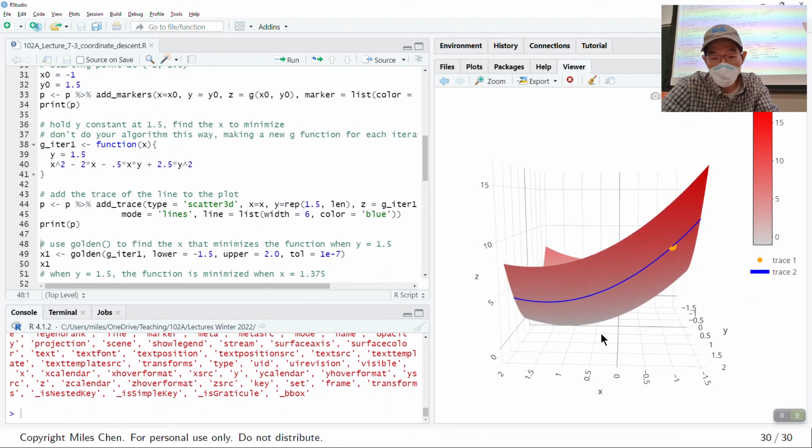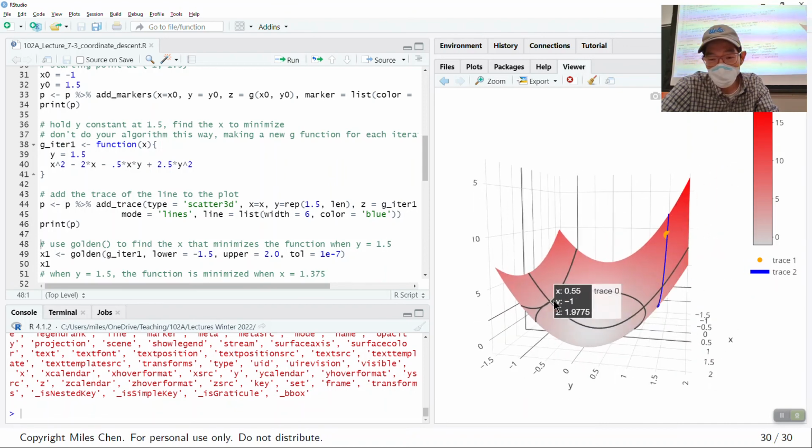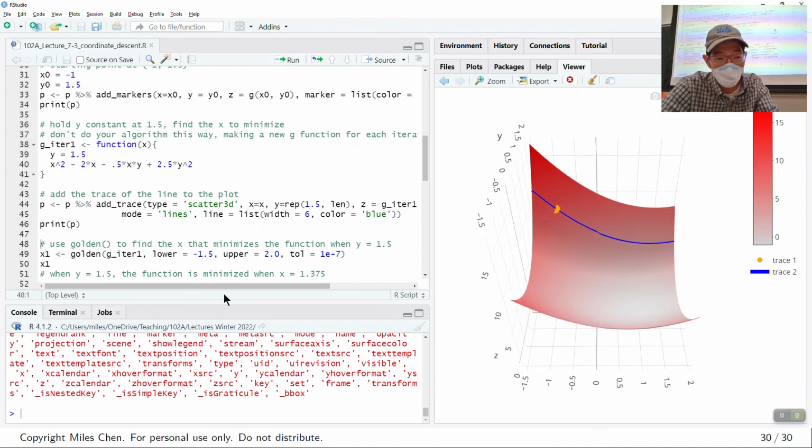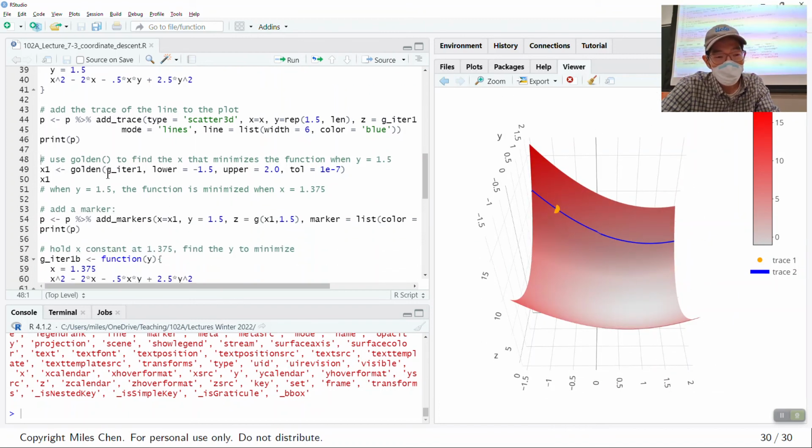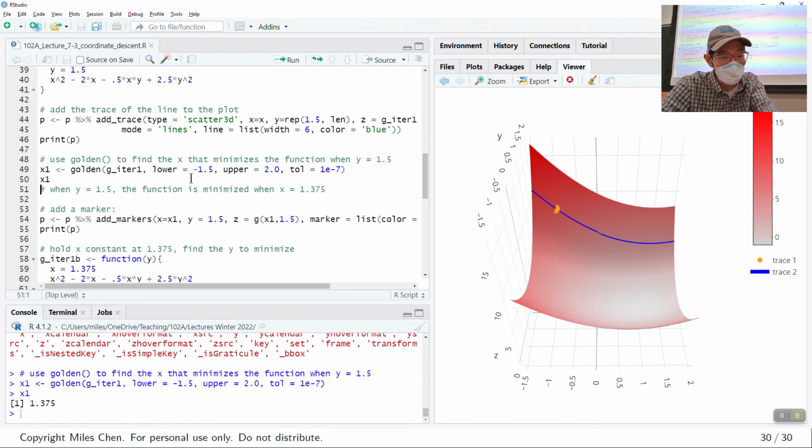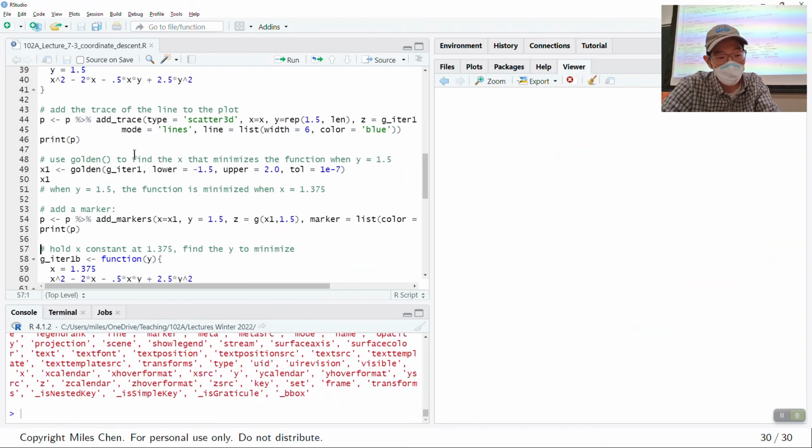Okay, this function is going to be minimized somewhere around here. Okay, where is the blue line the lowest? So I'm going to use golden section search to find where the blue line is minimized. And it says it's minimized when x is equal to 1.375. That's where the function is minimized. Okay, so let me just plot where that location is.